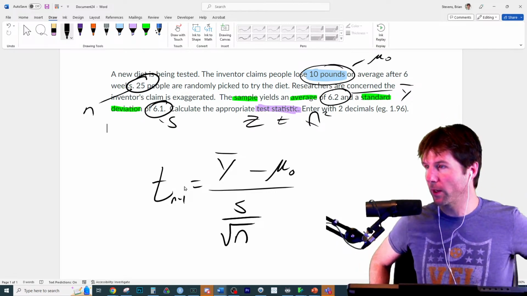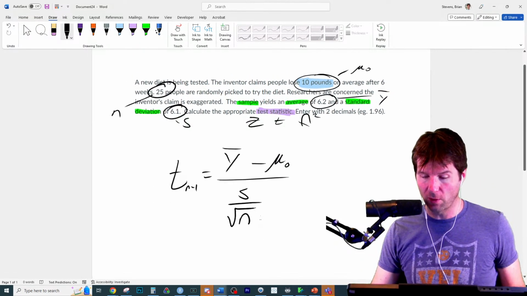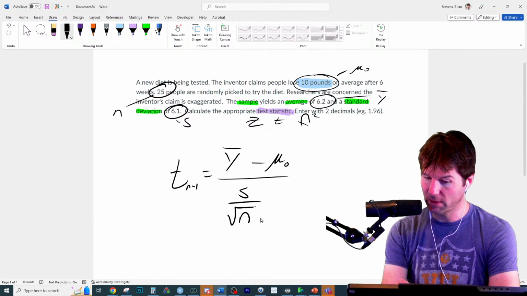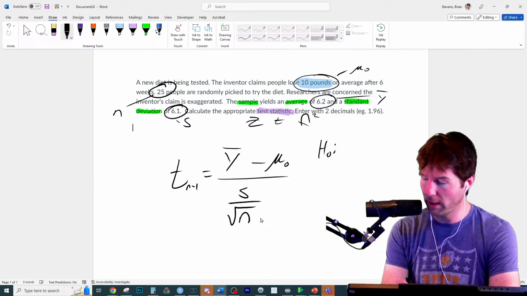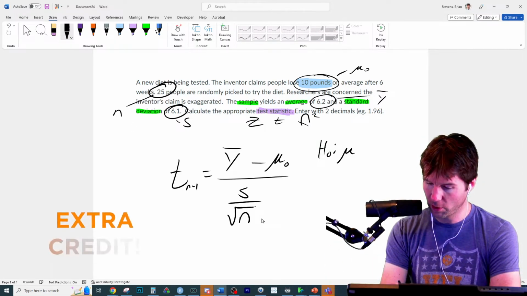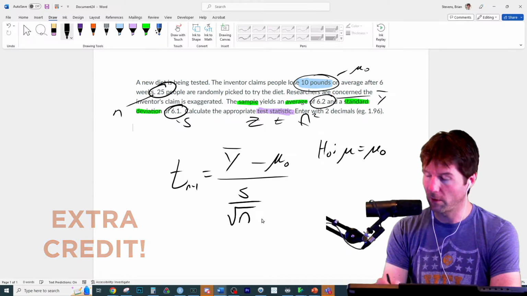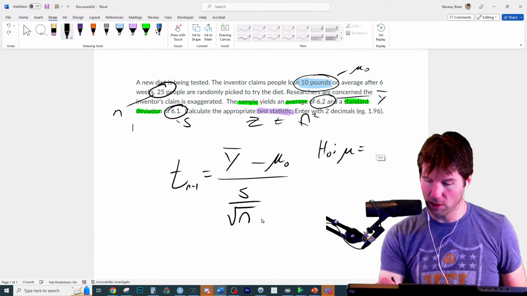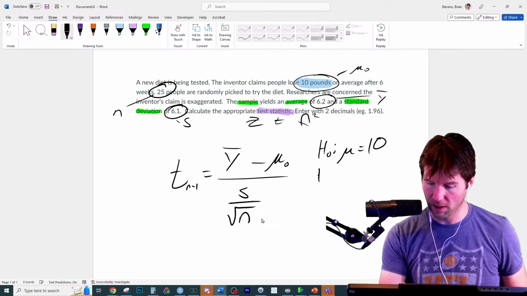So mu naught is whatever we hypothesize is true. It goes with the null hypothesis. So the null hypothesis for this would be that they claim, according to it, mu naught, great job, Jesse, right there. They claim the truth is that you will lose whatever that value is. So mu naught is what goes right here. The truth is this, and we are seeing if there is evidence that you lose less than 10 pounds.